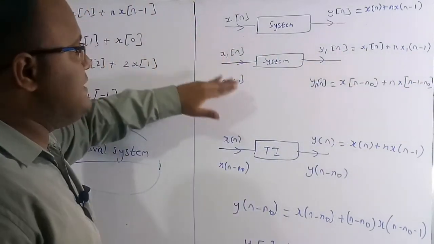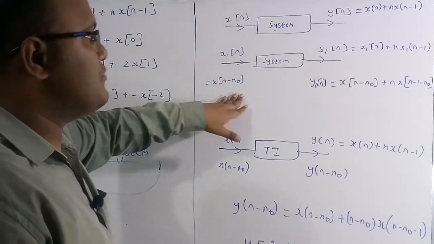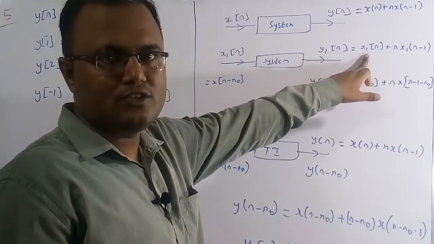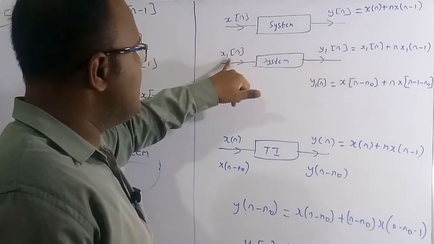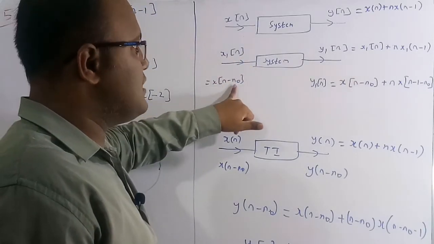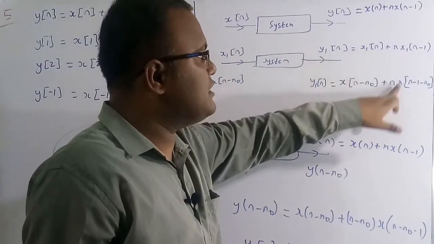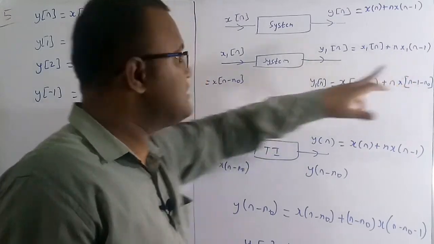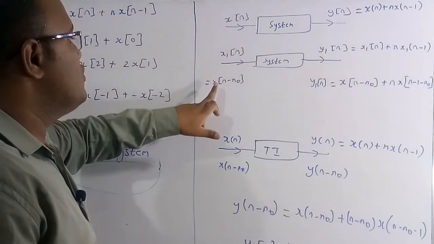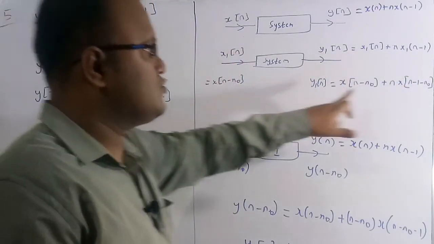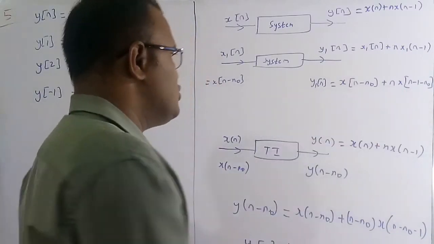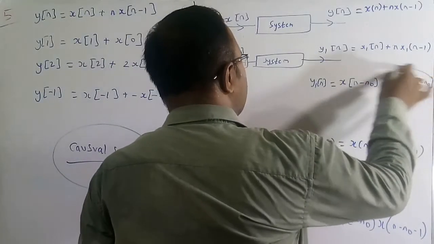Suppose the input is a delayed version of the previous input. So x1 of n is nothing but x of n minus n naught. Substitute here, and similarly n into x1 of n minus 1 means in place of n substitute n minus 1, so x of n minus 1 minus n naught. So this is the thing we are going to get. This is the actual output we have got from this system.